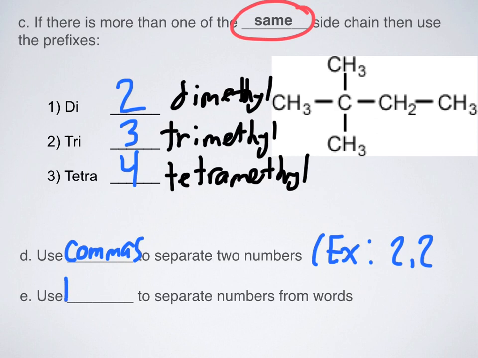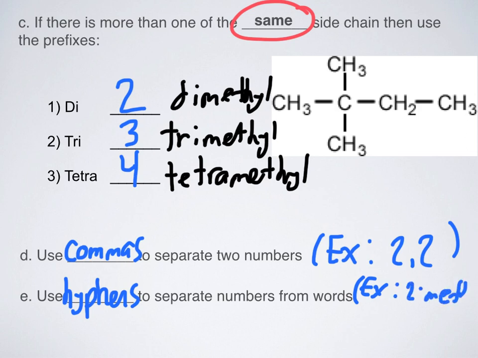Okay? We use hyphens only to separate numbers from words. So another good example. That's why it's 2-methyl whenever we write it. It's not like just 2 and then methyl. It's 2-methyl because we always separate numbers from words using that rule.